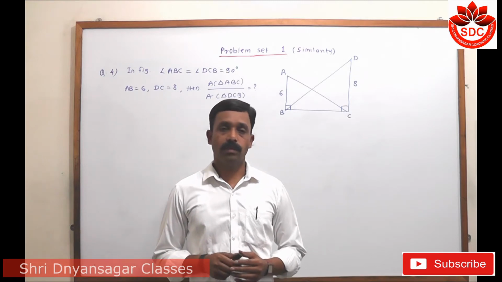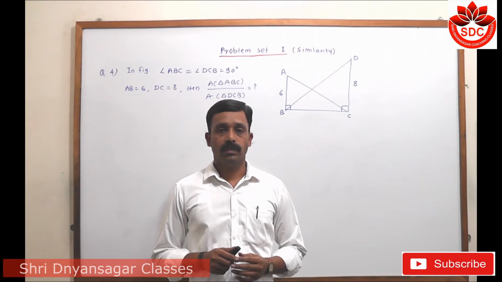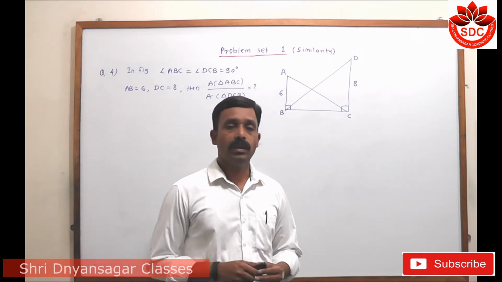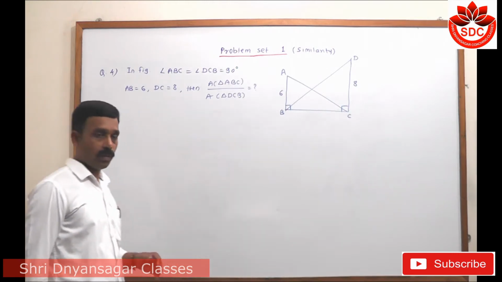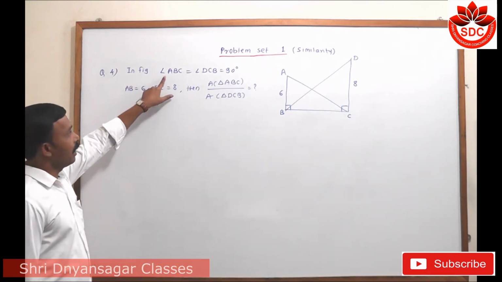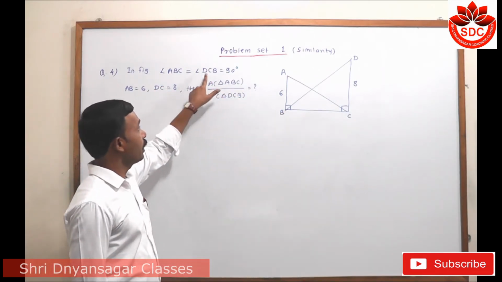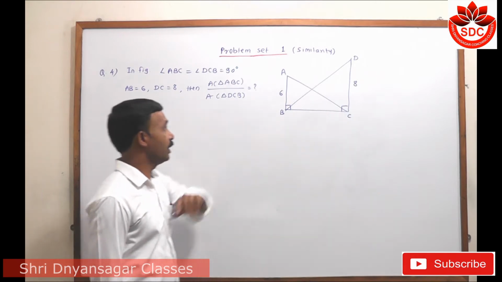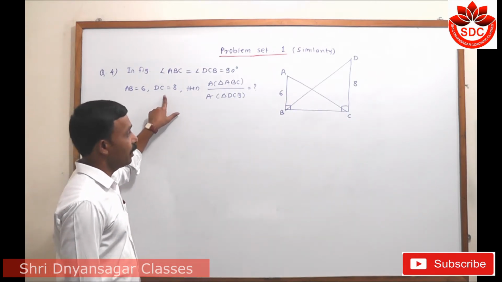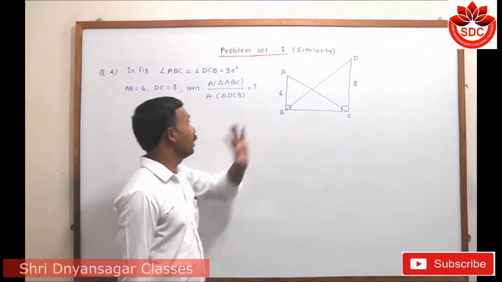Questions of Problem Set 1 of the chapter on similarity. Now the next question, question number 4. In this figure, angle ABC, that is angle B, is equal to angle DCB, which is equal to 90 degrees. AB is 6, DC is 8. Then we have to find the ratio of the areas of these two triangles.